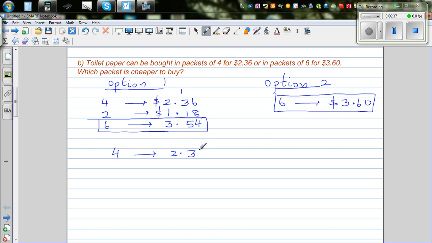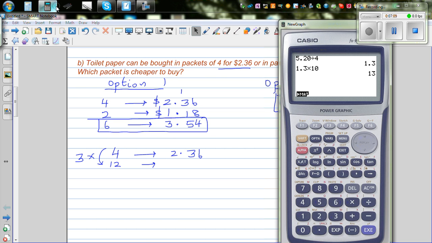Or a different way of doing it is, say for option 1, 4 you get for how many dollars? $2.36. So I'm going to find for 12 if you buy 3 packets. So this is times 3. That means if you buy 3 packets you get 12. So you get 4 for $2.36. For 12 you have to buy 3 of these. Okay, so let me use a calculator.